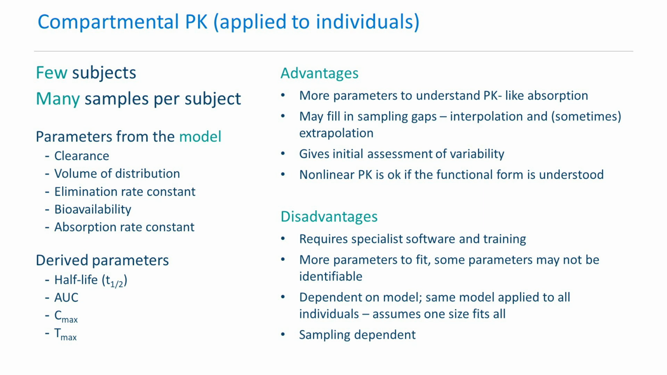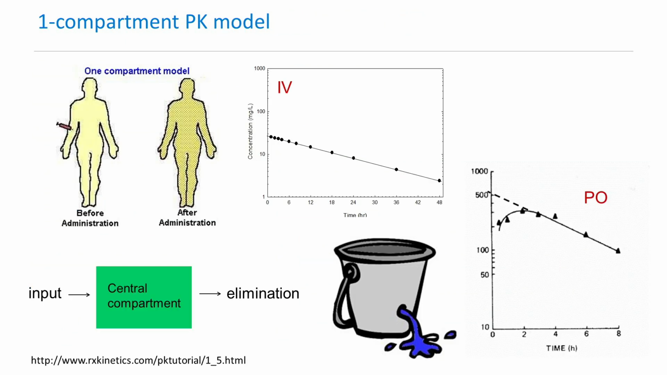And just like in non-compartmental analysis, there is some dependence on sampling. For example, if you want to get Cmax and Tmax, it is important to try to sample around the time that normally would happen. So let's talk about a couple of different compartmental models that you will see very commonly.